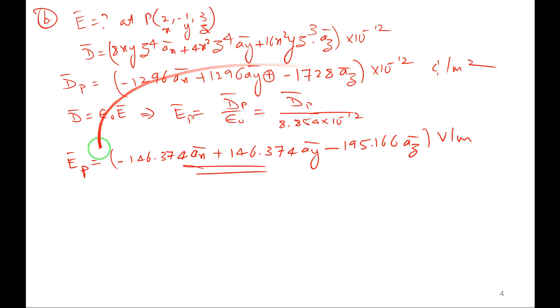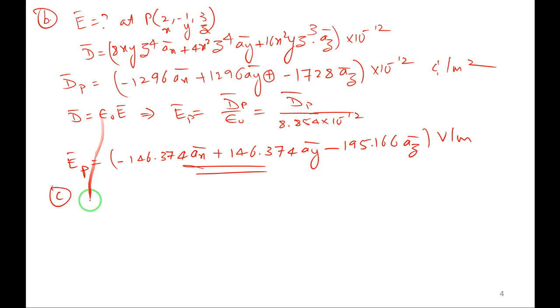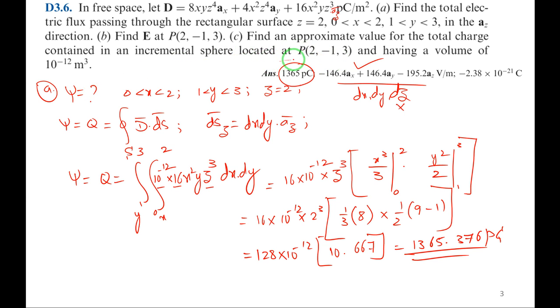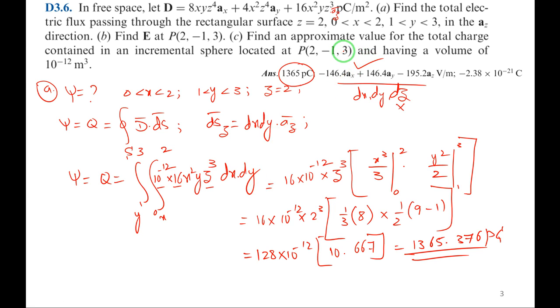We'll move to part C. Part C, what they asked, find an approximate value for the total charge contained in an incremental sphere located at P of 2 minus 1 3 and having a volume of 10 power minus 12 meter cube. We'll write down the data. The volume of the incremental sphere, so delta V is equal to 10 power minus 12 meter cube. Then where it is located at point P of 2 minus 1 3, and it is asked to calculate the approximate value of the total charge Q.